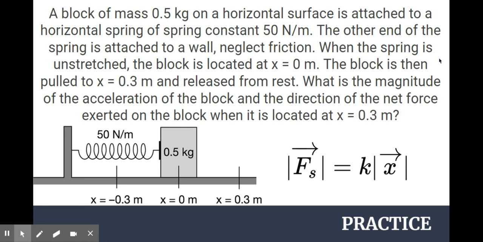So when the spring is unstretched, that block is located at 0 meters. Now remember, this is going to be our equilibrium position. So the block is then pulled to 0.3 meters and it's released from rest. What is the magnitude of the acceleration of the block and the direction of the net force exerted on the block when it is located at 0.3 meters?